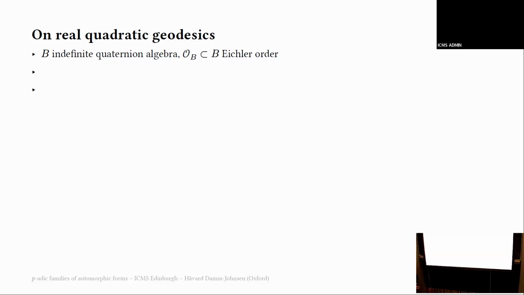So I'm going to fix, for later convenience, B an indefinite quaternion algebra, but for convenience, you can just think of this as the 2x2 matrix algebra over Q for now. And I'm going to fix an Eichler order O_B. So this is not unique, so it's not the ring of integers. But you might think of things which are sort of upper triangular mod P inside the matrix algebra. So now suppose that there exists an embedding of a real quadratic order O into this Eichler order. So this doesn't always exist. This has to do with sort of local conditions.